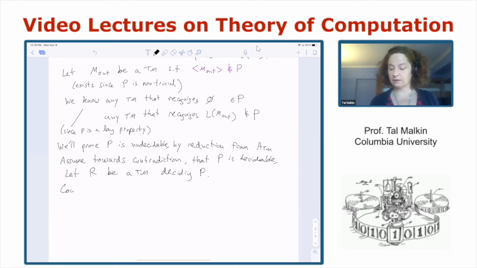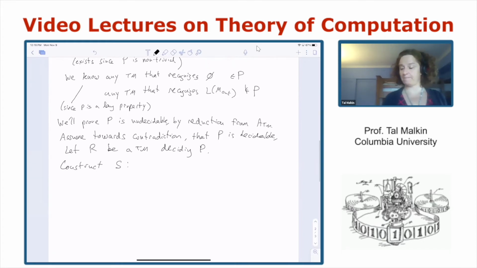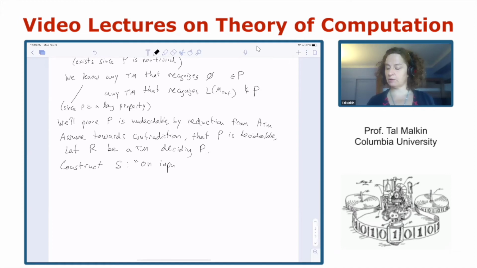We construct the following. Construct S as follows. S will be a decider for ATM. So S will work as follows. On input MW, right, that's what a decider for ATM needs to look like, S will construct a description of a Turing machine M prime as follows.